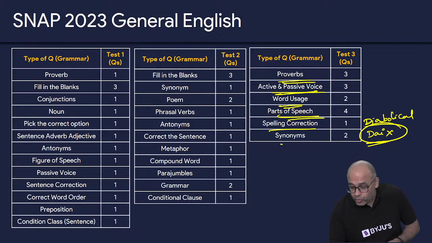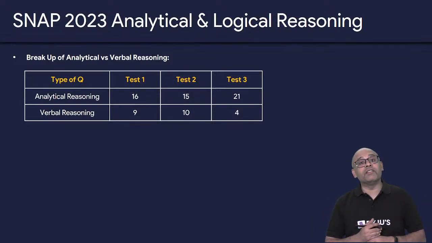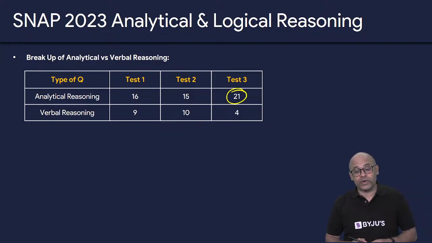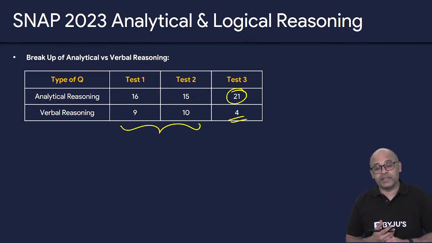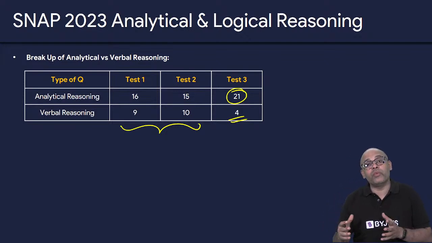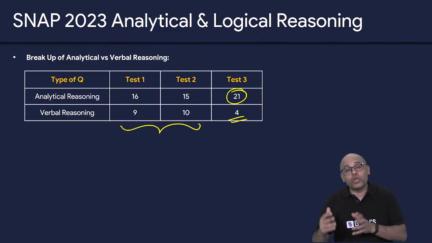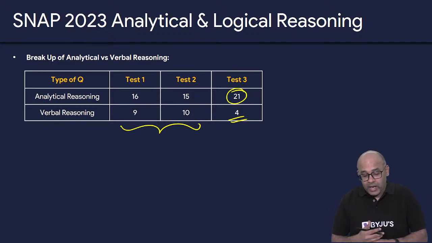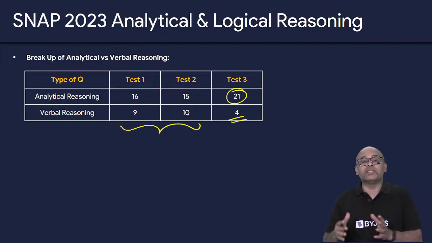And of course, there were 2 questions on synonyms. The breakup of analytical versus verbal reasoning, that is section 2. This time there were a lot of analytical reasoning questions. Only 4 questions were verbal reasoning questions, whereas in the first 2 sets you had a decent number of questions from verbal reasoning. In this one, most of them were from analytical reasoning, very few were from verbal reasoning. So anyone who is not so great at analytical reasoning would have found this a little bit problematic, but otherwise the paper difficulty was not something to be worried about.